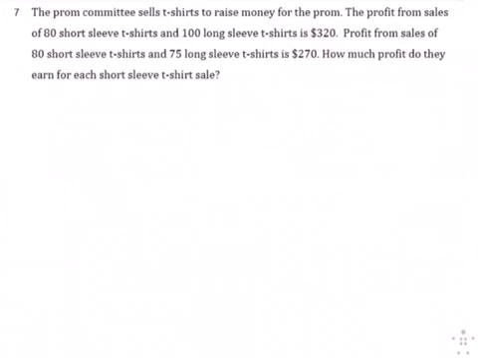Number 7. The prom committee sells t-shirts to raise money for the prom. The profit from sales of 80 short sleeve t-shirts and 100 long sleeve t-shirts is $320. Profit from sales of 80 short sleeve t-shirts and 75 long sleeve t-shirts is $270. How much profit do they earn for each short sleeve t-shirt sale?